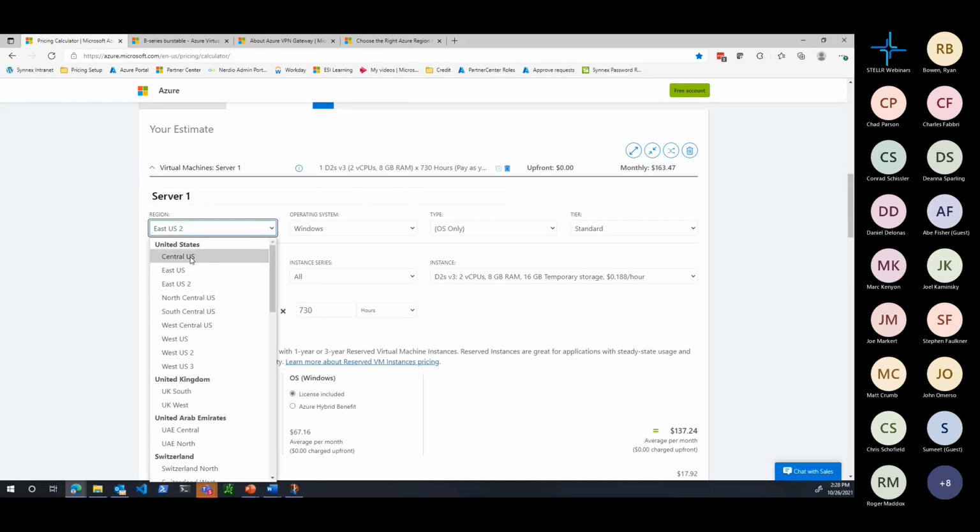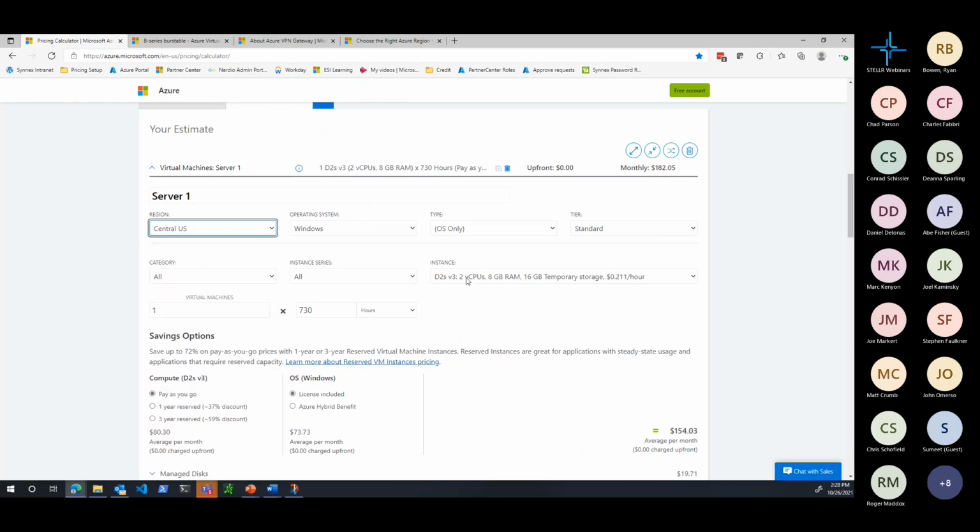So I'm at $163 for this D2S V3. In the Central US, it's $182. So we can see the difference in data centers and regions as to where I want the machines. And that's something to keep in mind as you're building out infrastructure and making decisions as to where to deploy these resources, because maybe you want them in the East region because it's more cost effective to be in the East region. You're definitely getting high bandwidth and as low latency as possible.